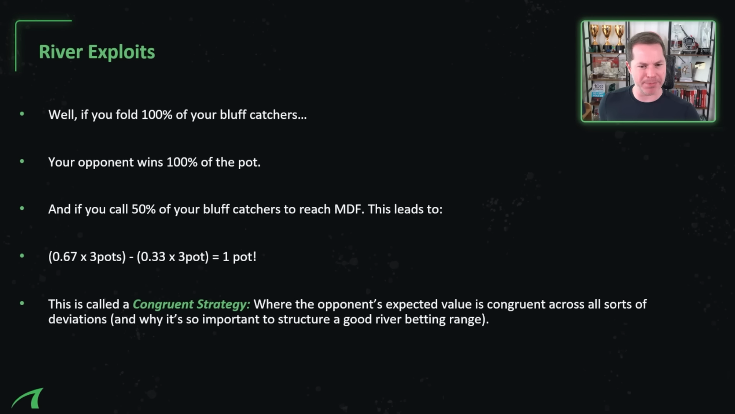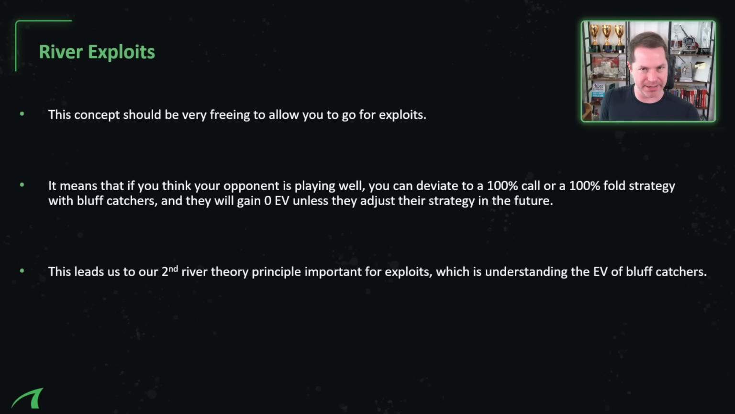So essentially what's happening here is a congruent strategy being developed, where your opponent's expected value is the same across all sorts of deviations. And this is why it's important to structure a good betting range to begin with. So essentially, as long as they're using the strategy they are using, with 2/3 value bets and 1/3 bluffs, and you're calling with all bluff catchers, it doesn't matter how often you call. They are going to win the pot in this situation because they've structured their range accordingly.